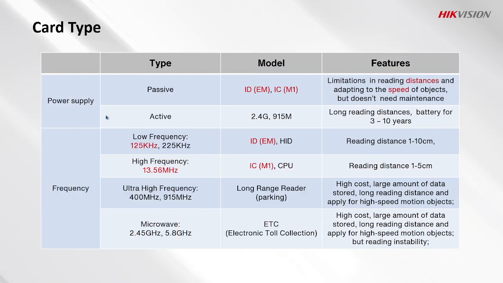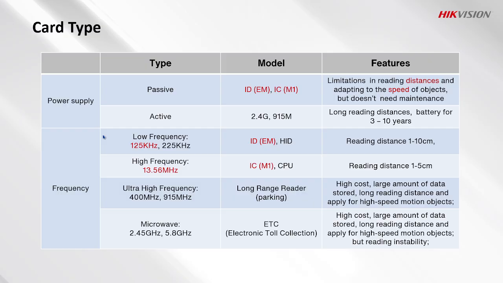So, a comparison between the different types of cards. We have ID and IC as passive cards, then we have the 2.4 and 915M. Look at the limitation in distance for ID, and then there's limitation again in the speed. Objects need to be 5 to 10 centimeters close to the reader before you can do that. Then for active tags, we can do 3 to 10 years of battery, and then we change or recharge.